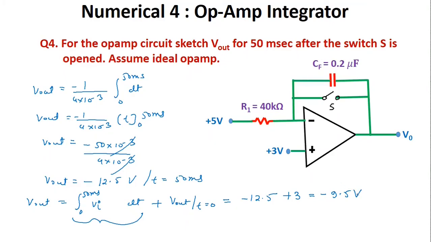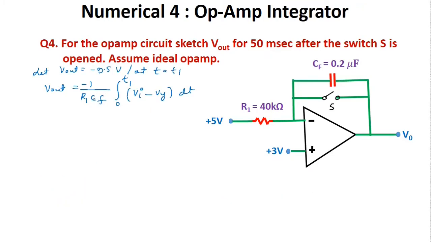Okay. Now we have to find out at which time this 9.5 volt is coming at the output. So for this again we will use the output voltage equation. Now let us assume the output voltage Vout is equal to minus 9.5 volt at time t is equal to t1. So we will use this equation of the integrator. Output voltage is equal to minus of 1 upon R1 CF integration from 0 to t1 Vi minus Vy dt. So here we will put Vout is equal to minus of 9.5.